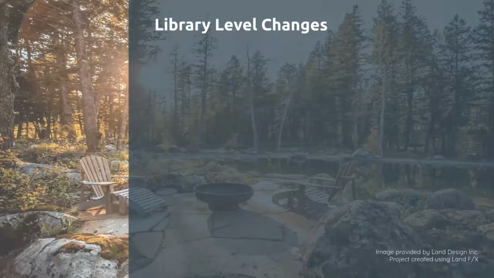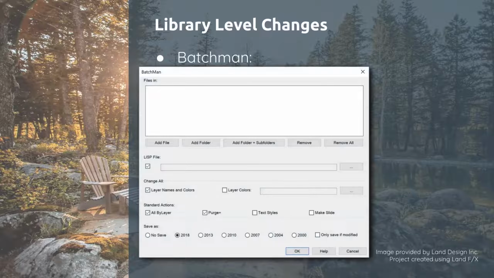So when we're talking about library level changes, the number one most powerful tool and our main mode of attack, if you will, is going to be BatchMan. BatchMan is an incredibly powerful tool that you're really losing out if you're not using it to work with your details. When we open BatchMan in CAD, we're going to see a basic dialog box that looks like this.